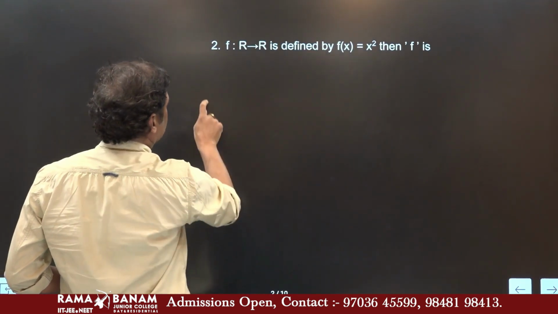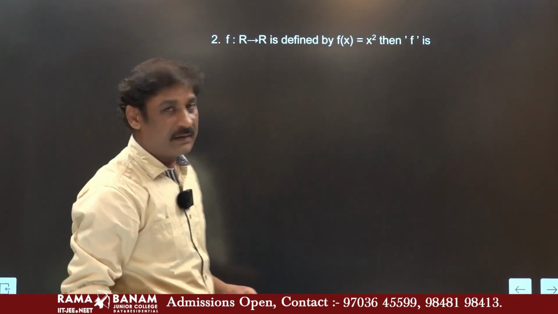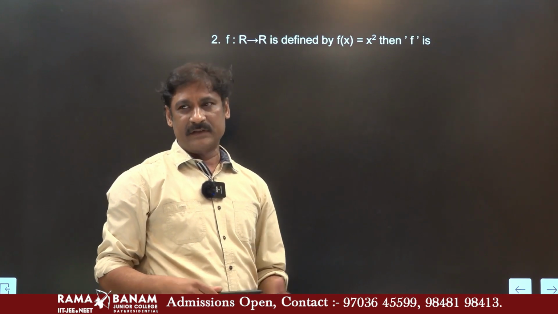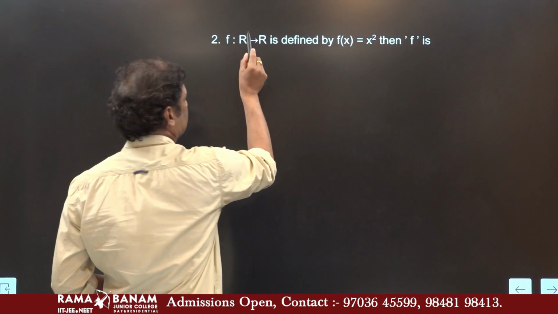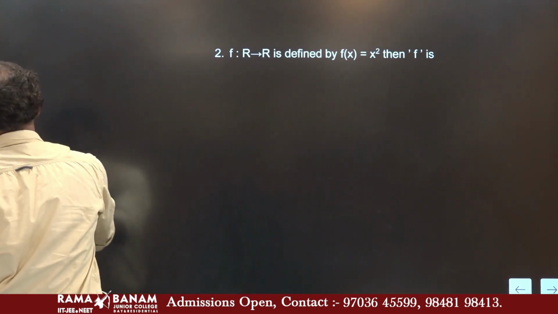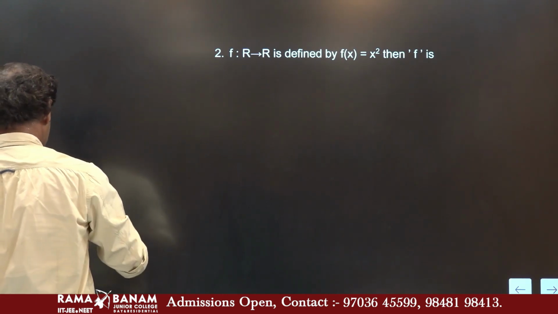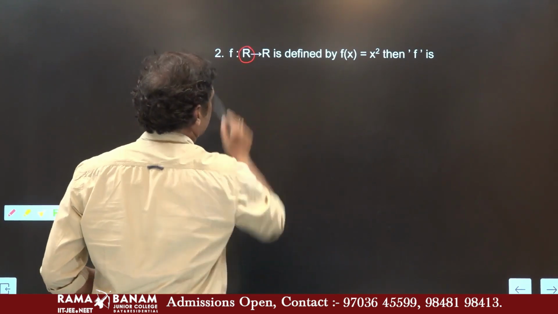Now you see here also, f from R to R is defined by f of x equal to x squared. Now we have to check whether it is 1-1 or not. But here also, what is the domain of the function? It is R. So here also the domain is R.